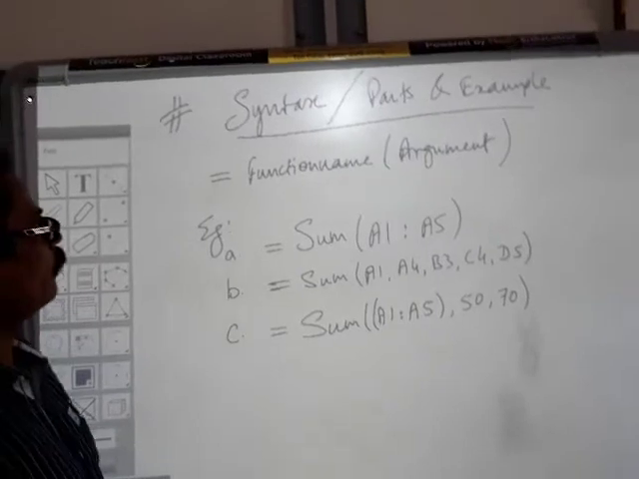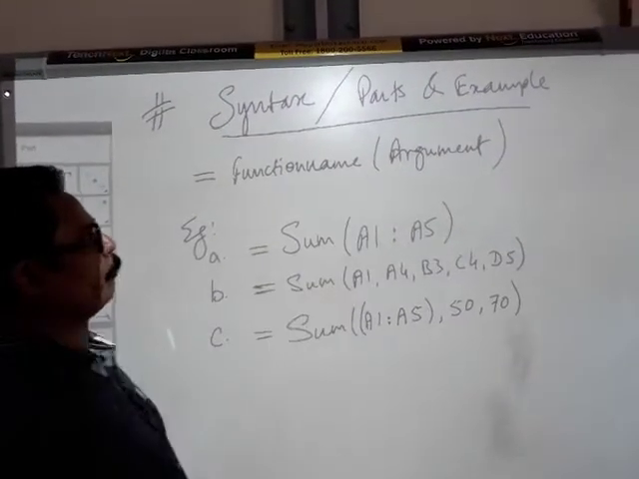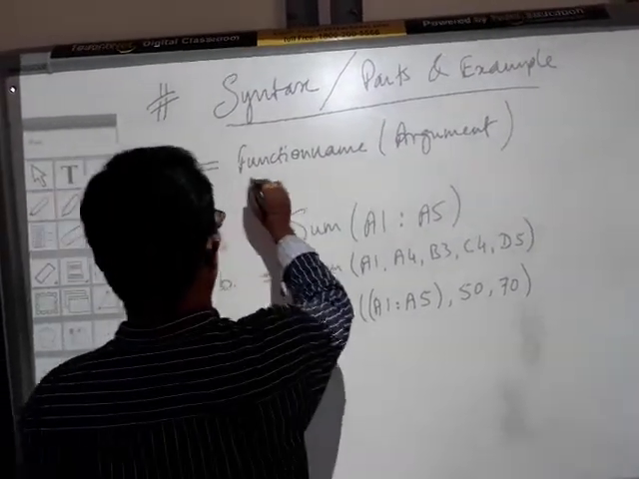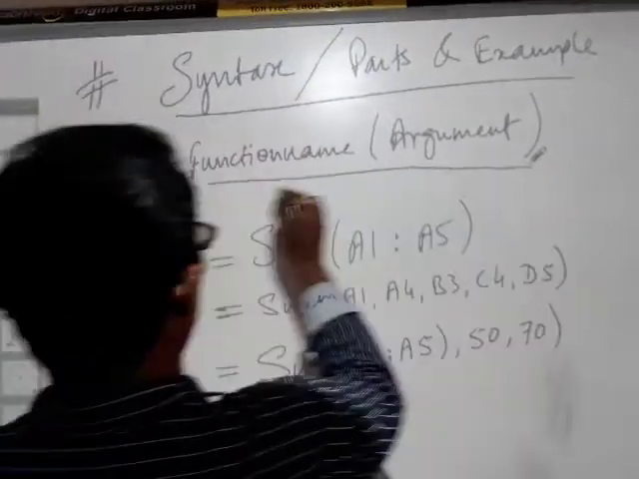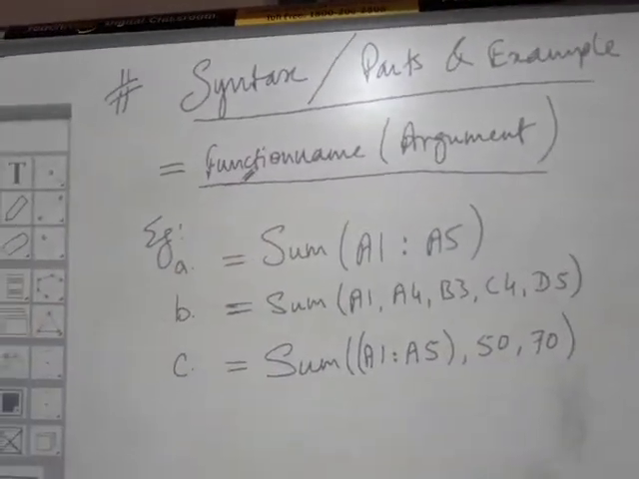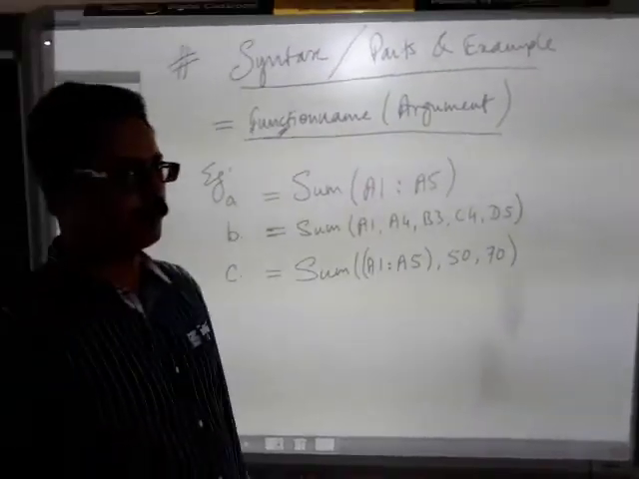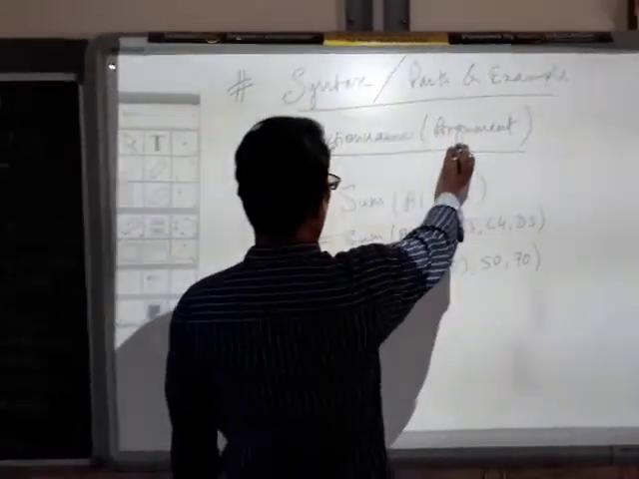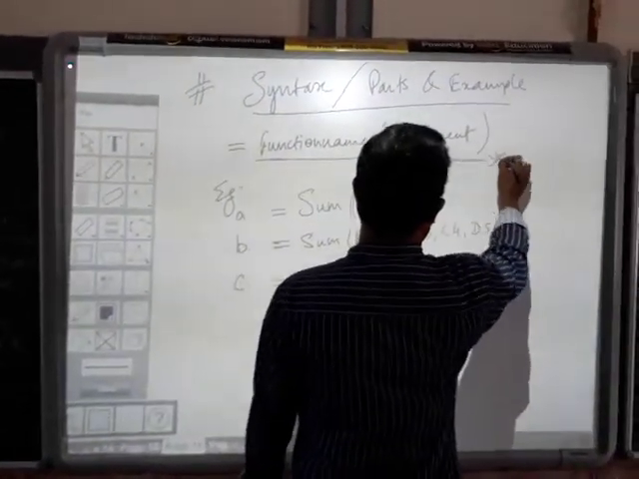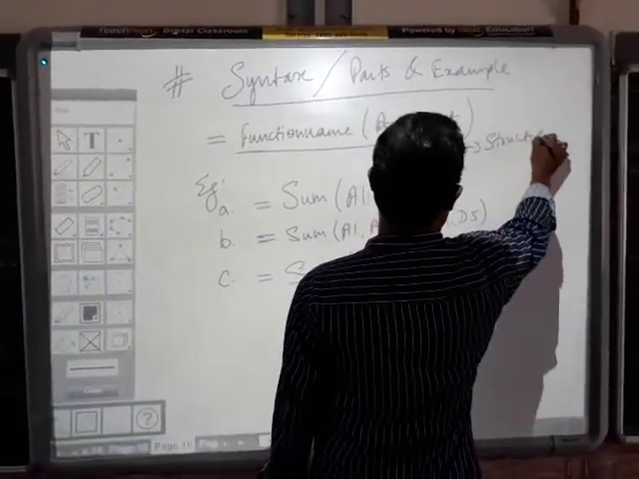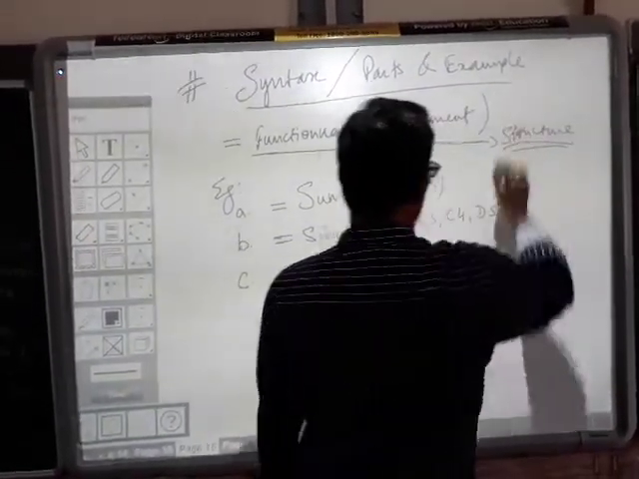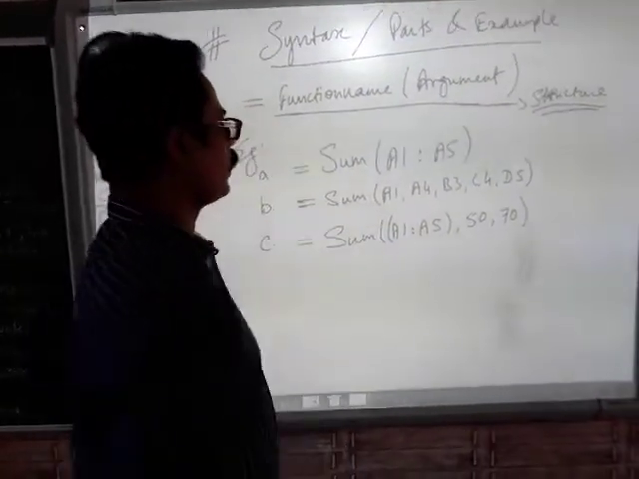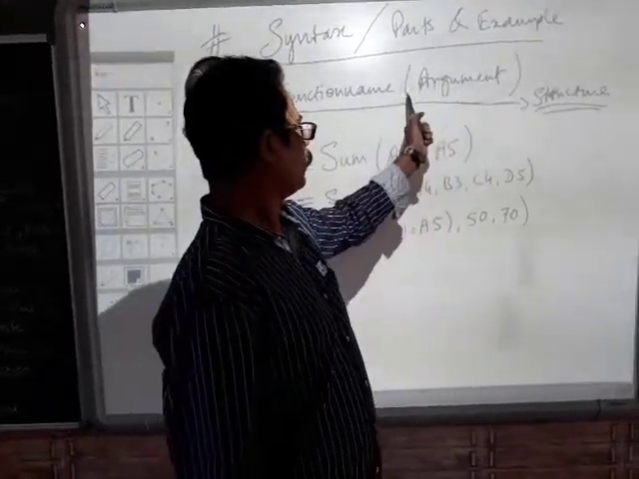Now here we go with the syntax and the parts as well as an example. Now remember, when I take this one, this is called a function. A function always contains a function name and the arguments. This is what we call the structure of a function. The structure of a function is made up of the function name and the arguments. As I said earlier, arguments are always present within the parentheses of a function.